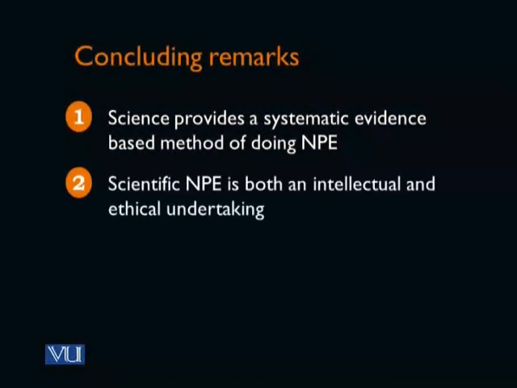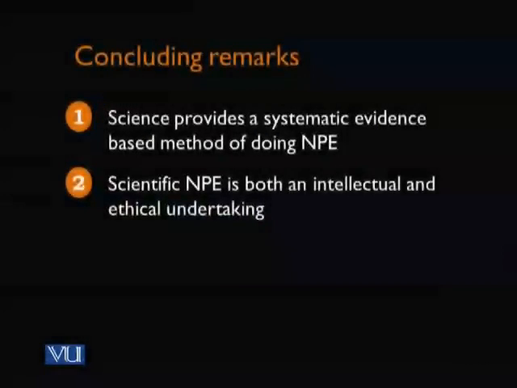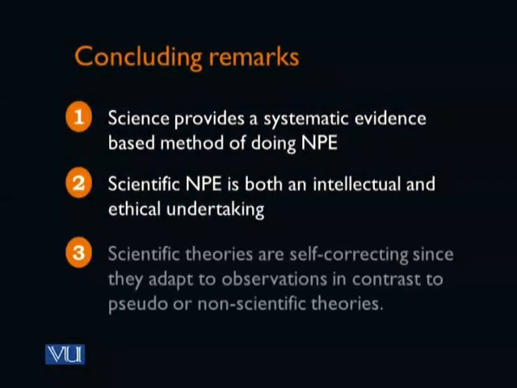Secondly, we've mentioned that scientific network performance evaluation is both an intellectual task and a moral task. It is important that we do not present data that is not true, that is doctored, that is engineered to give a better performance than your system actually performs. Lastly, one of the benefits of the scientific method is that scientific theories are self-correcting, whereas dogmatic claims do not change dynamically with increasing evidence. Scientific theories, even if they are wrong, a future scientist can always propose a better theory.